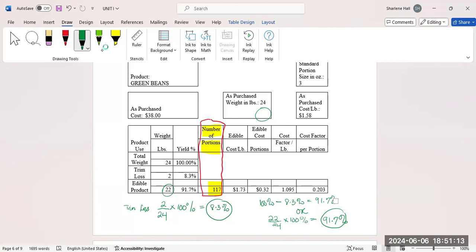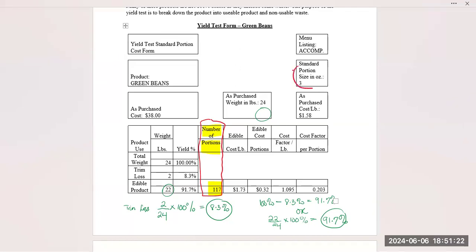Very nice. So what she said, watch it. Remember, I did say to you right here that the serving portion size is 3 ounces. My edible product is 22 pounds. So how many servings can I get out of it? Remember, we're doing a yield test. We want to see how much we can get out of it. So I have as my edible portion 22 pounds. But this is in ounces.